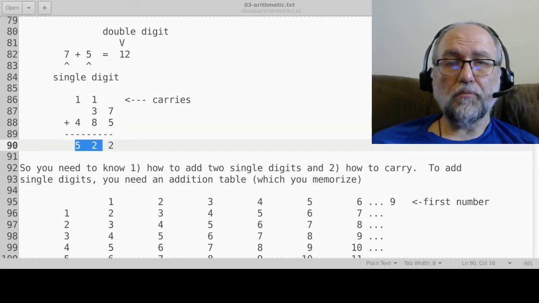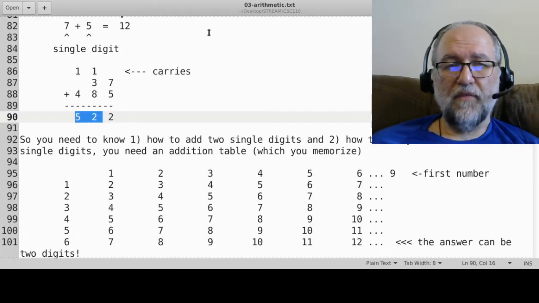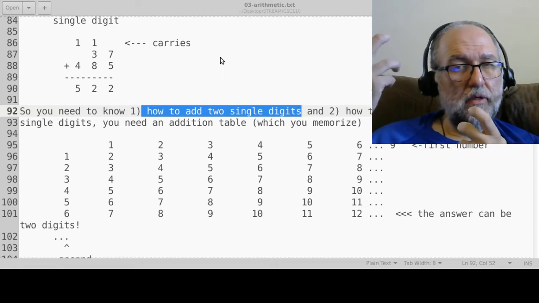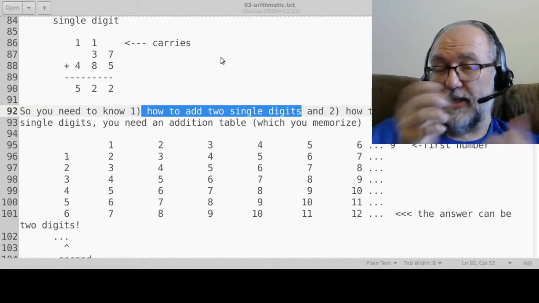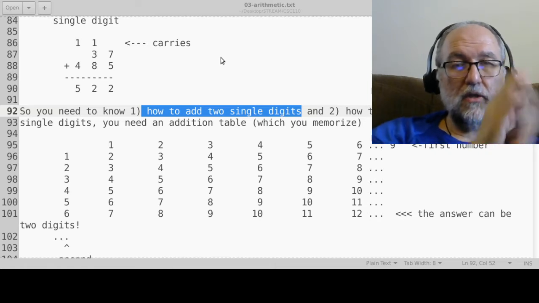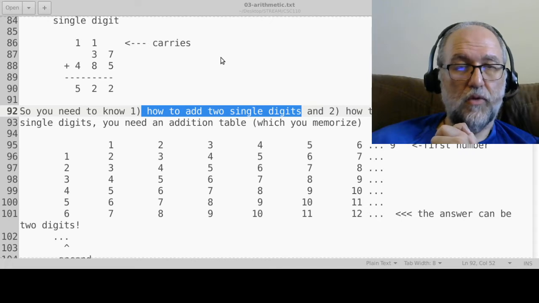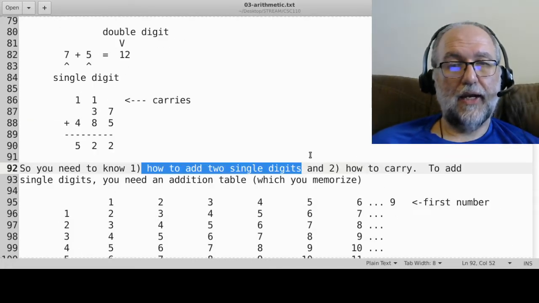All right, so before we move on to binary, because I'm going to do the exact same thing in binary, what did you need to know to do this right? Well, the first thing is you needed to know how to add two single digits, like a 3 and a 7, or a 5 and a 2, or 9 and a 1, or 9 and a 7. So one single decimal digit plus another single decimal digit. You need to know how to do that. And the other thing you need to know how to do is how to carry.